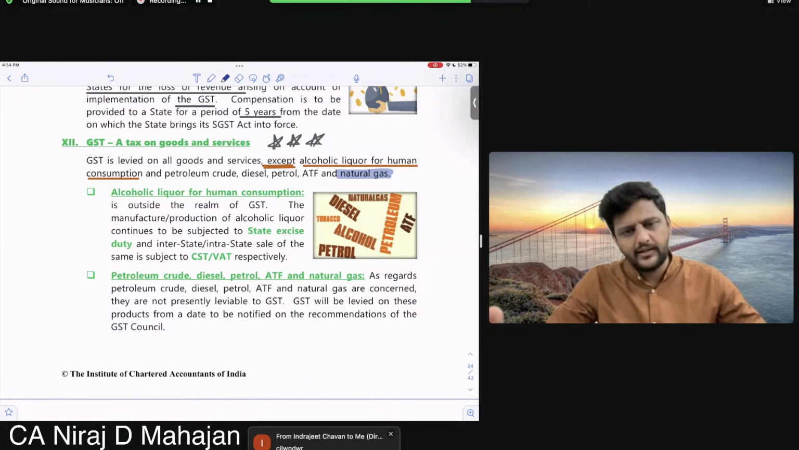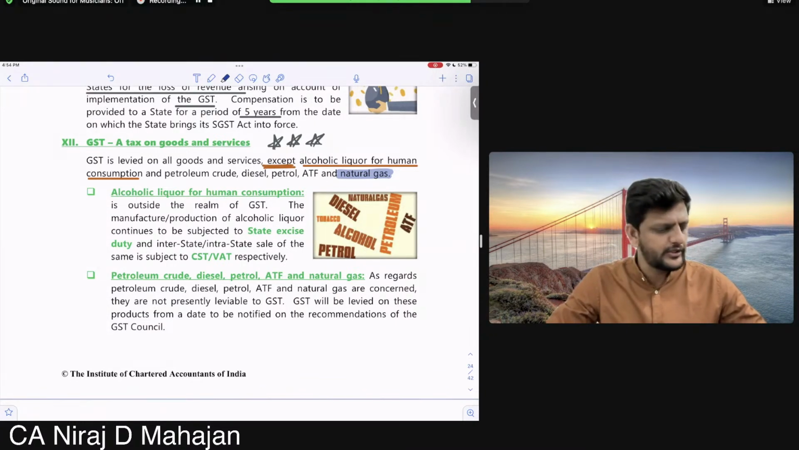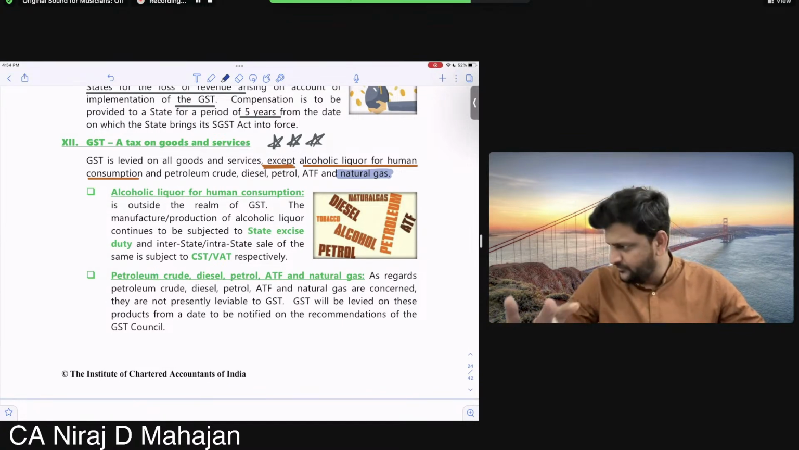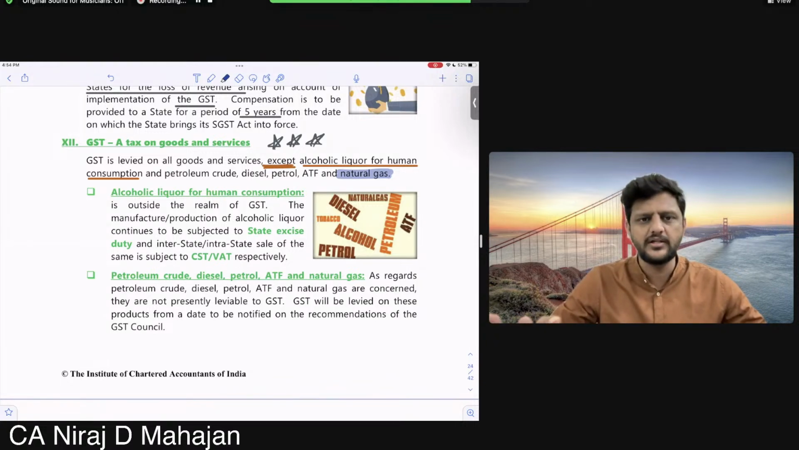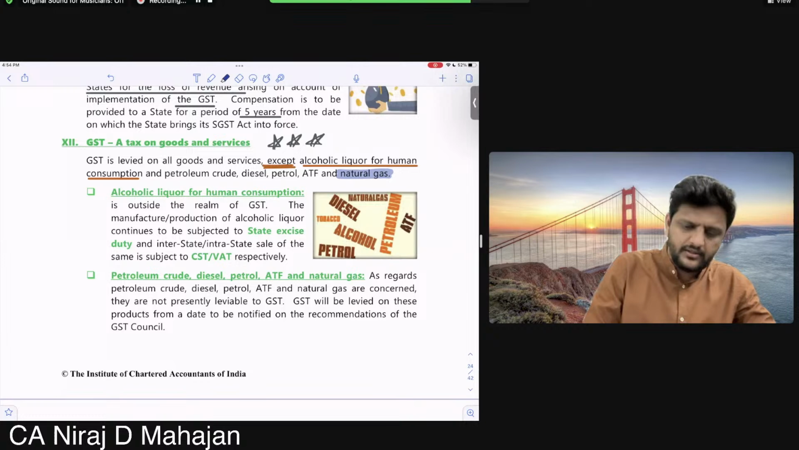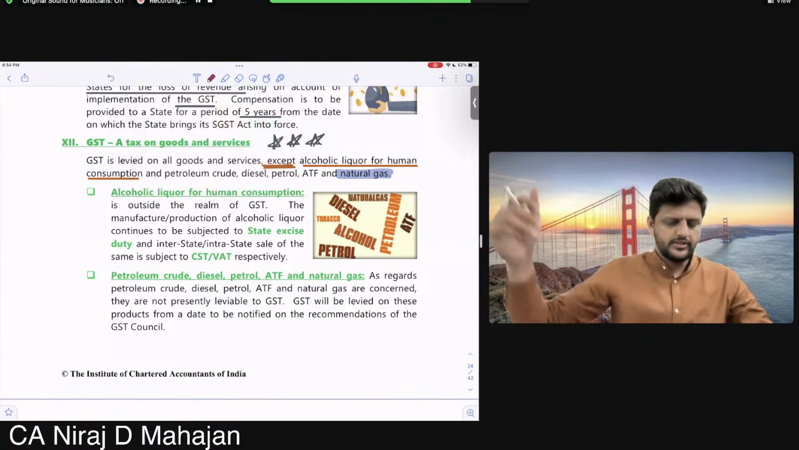So that is again your LPG, that is again your natural gas. Still, on these, GST is not applicable. Your old laws are still applicable. Clear till here? Check, what do we have?